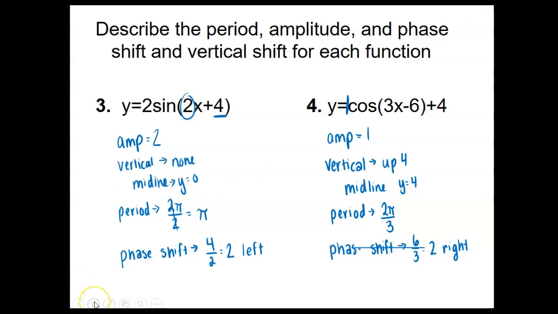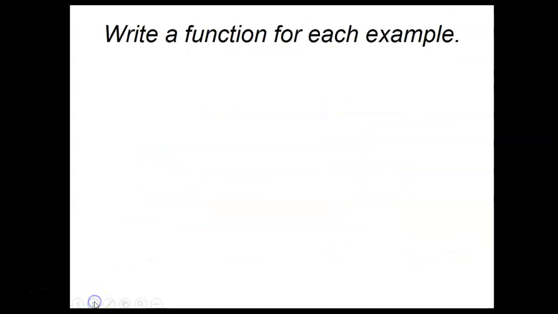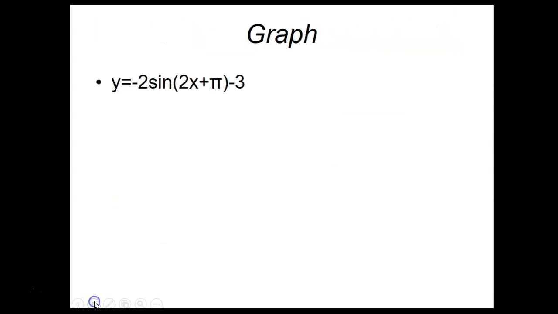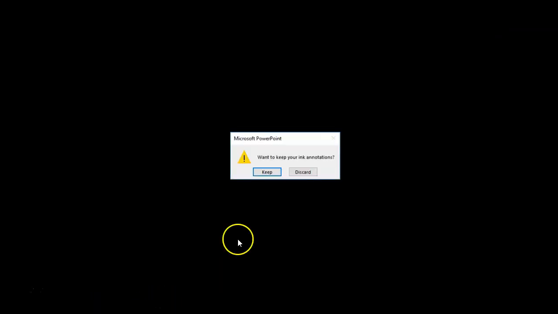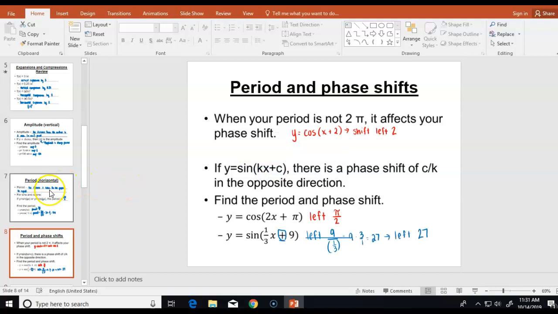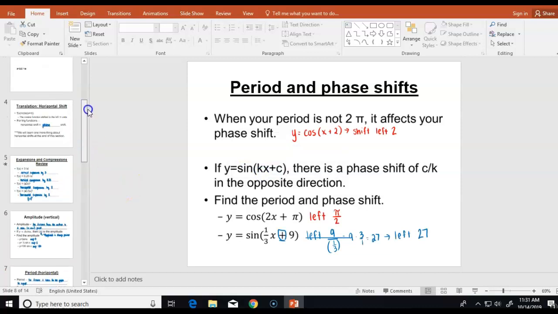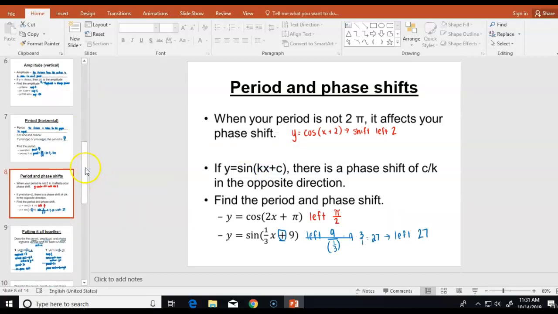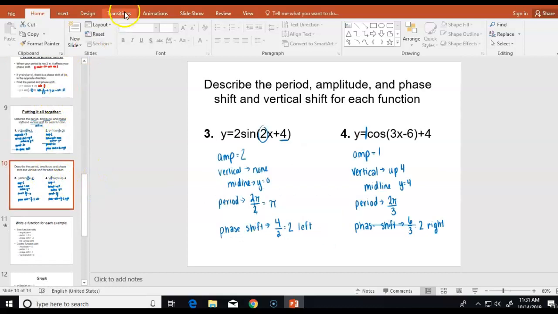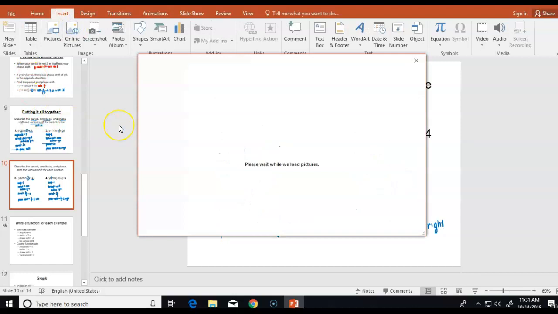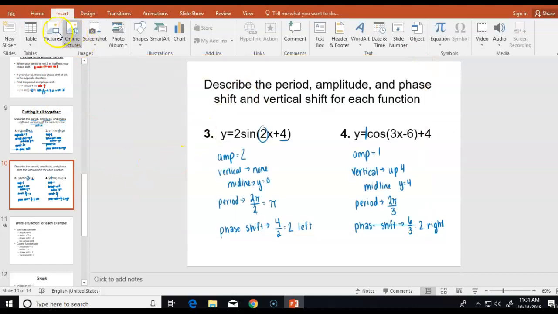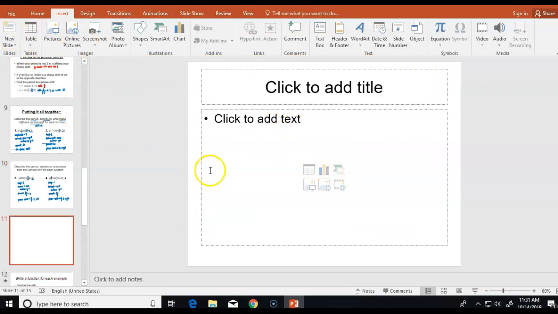So I do want you to write down something that is not on there. We're not going to do this part yet. We're going to do it tomorrow. So if you will, just to the side or somewhere, I'm going to add a new slide here. Somewhere, I do want you to write this down. Insert. Oh, new slide. Okay, there we go.